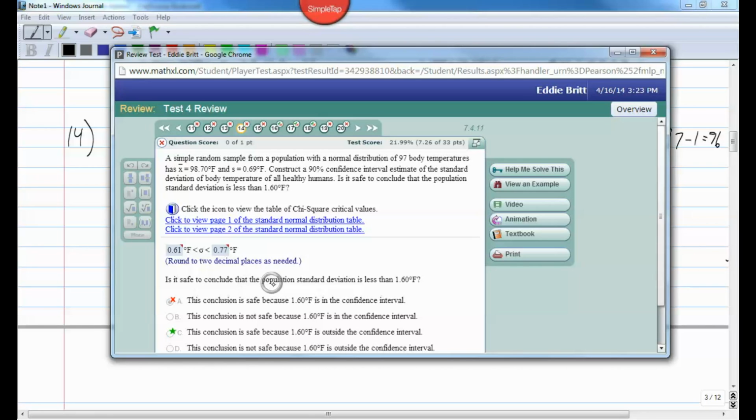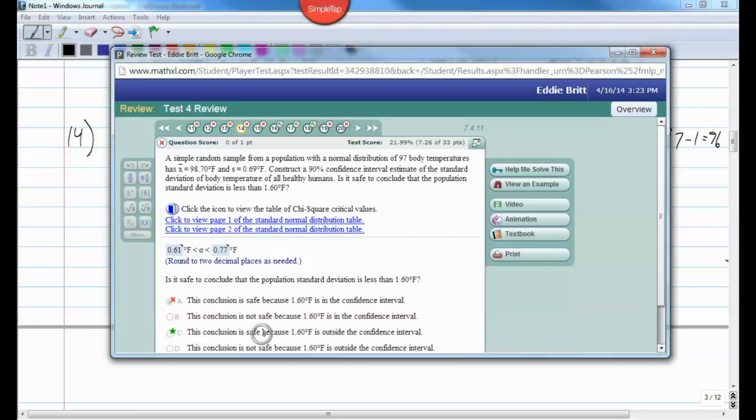Is it safe to conclude that the population standard deviation is less than 1.6? So here's what it says: the 90% confidence interval says the actual population standard deviation would fall in this range, 0.61 to 0.77. 1.6 is way off of that. So is it safe to conclude that the population standard deviation is less than this? Yes, it would be. This is out of that interval, and I would say yes.